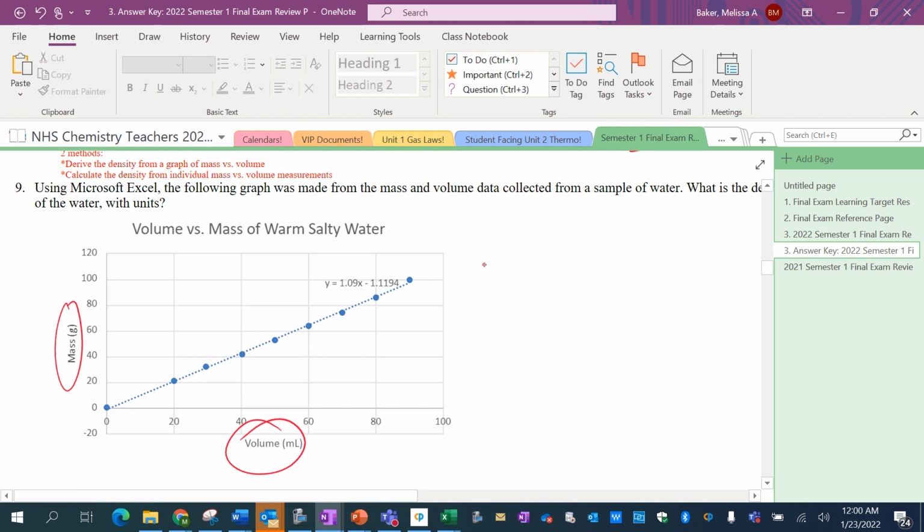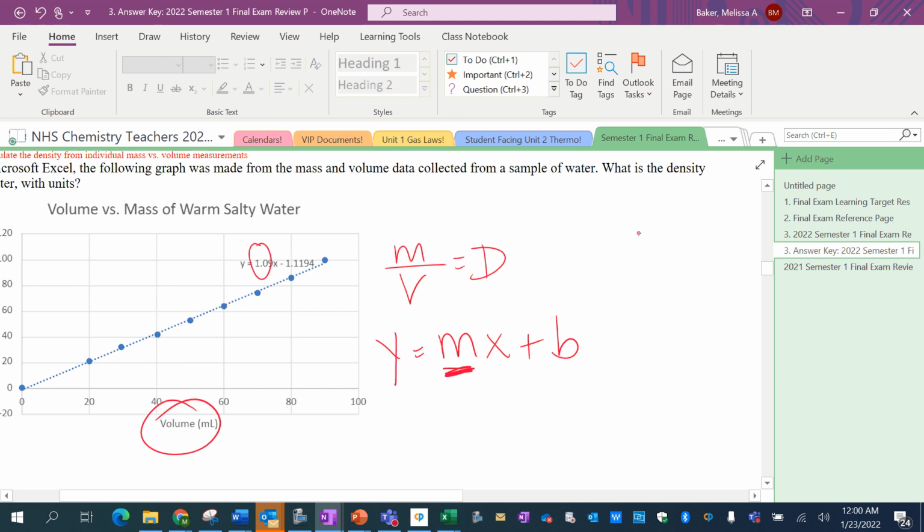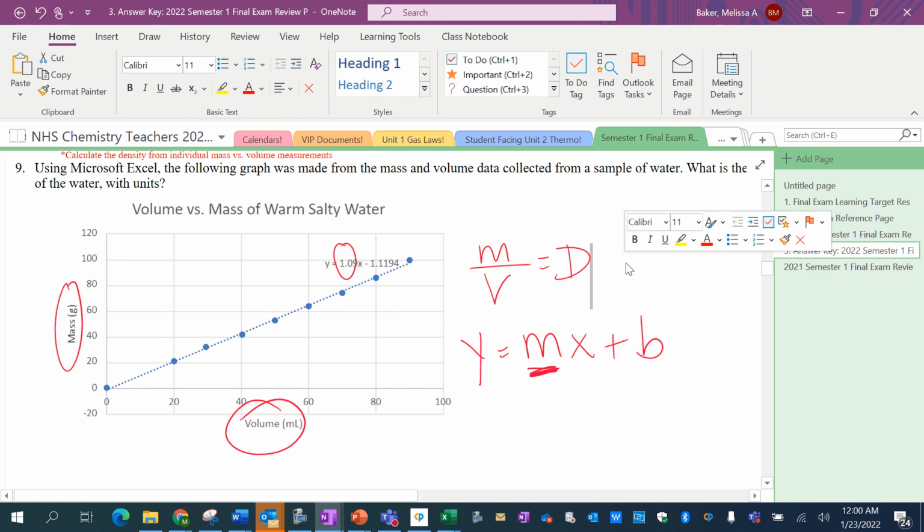Okay. Next, you need to be able to look at a graph, and if it's mass versus volume, well, the slope is change in y over change in x, so that means the slope is equal to the density. And we've got y equals mx plus b. The slope is the m, so the slope for this one would be 1.09 grams per milliliter. It's as easy as that.